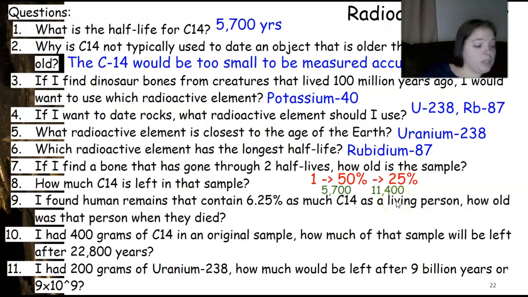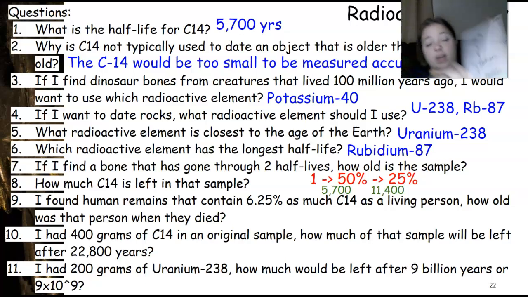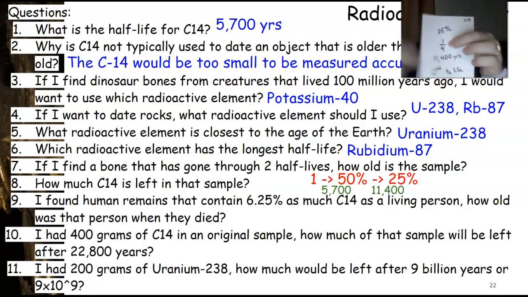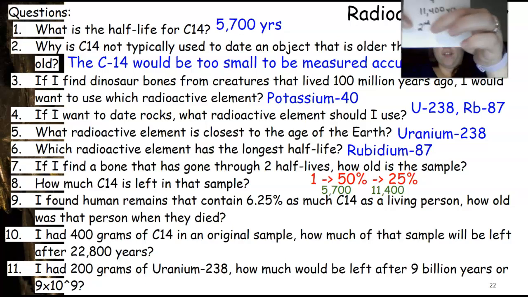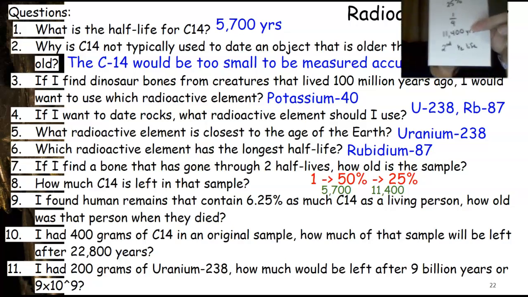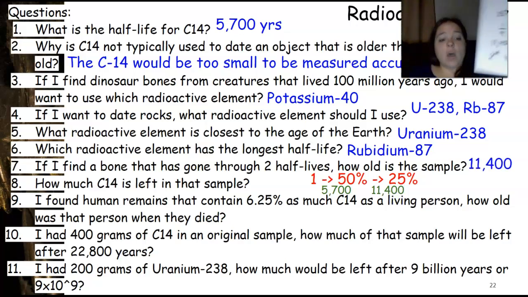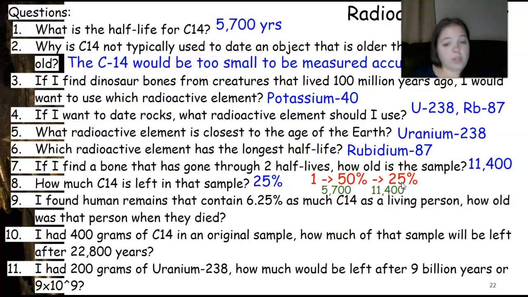How would I also know? That lovely piece of paper that I had you just cut up and write on? Look, 2 half-lives gives you 11,400. How much is left in that sample? Well, it says it right here, and it also says it right here, 25%. If I found 6.25% as much C14 in a living person, how old was that person when they died?